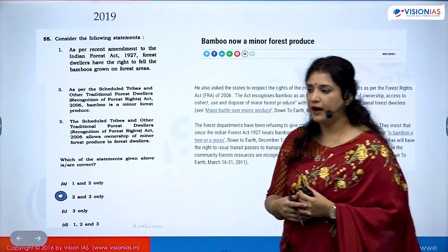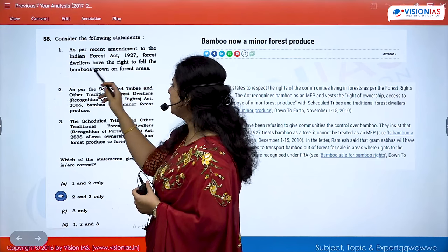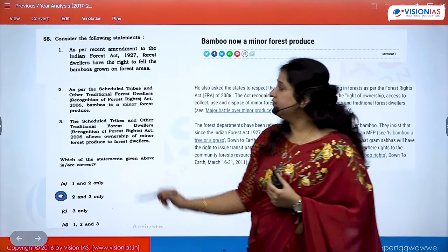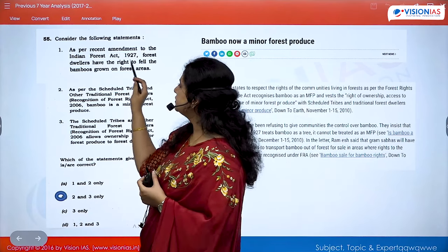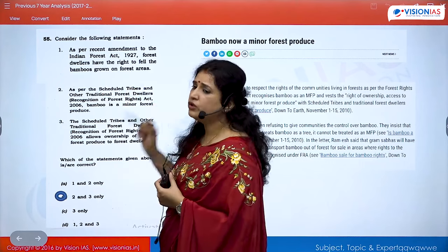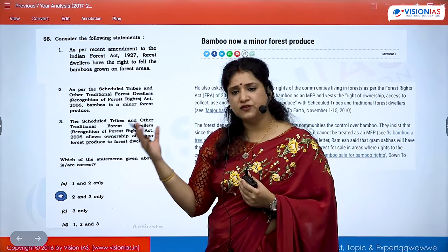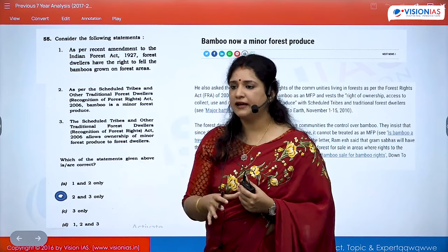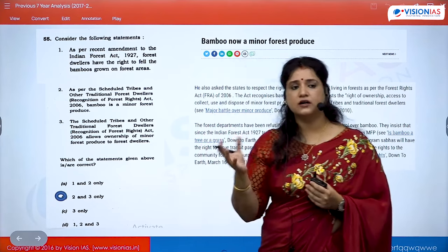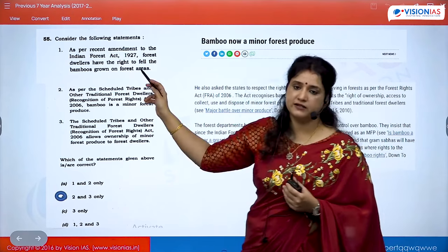Another question related to Act. As per the recent amendment to the Indian Forest Act 1927, forest dwellers have the right to fell the bamboos grown on forest areas. Now, if you see closely, this Act was enacted way before independence. This was in 1927. So do you think Britishers will enact an act in order to facilitate or help the traditional people gain access rights or gain access to resources? In all likelihood, acts will have certain provisions which will curtail their freedom. Thinking on these lines also, one can mark this statement wrong.